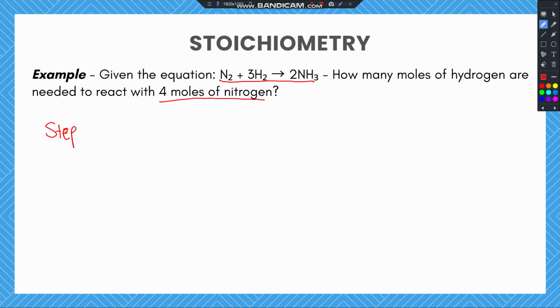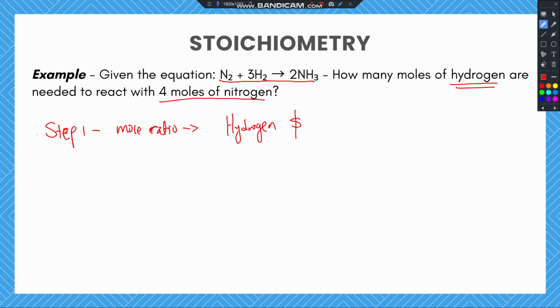Step number one, the mole ratio. So how do we get the mole ratio? The first thing to do would be to get the point of reference. Now, from the equation, they said how many moles of hydrogen. So the first point of reference is hydrogen. Let's write that down. Hydrogen.